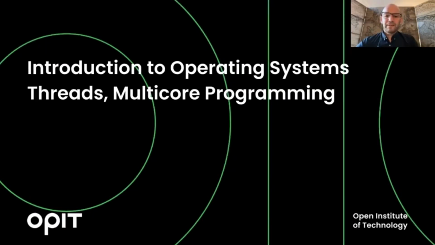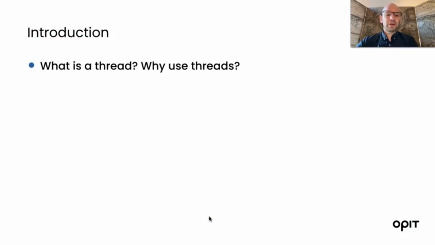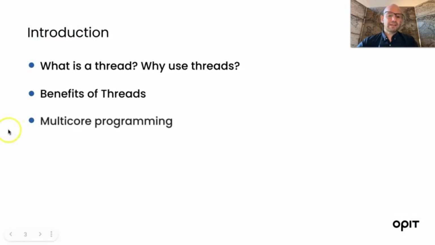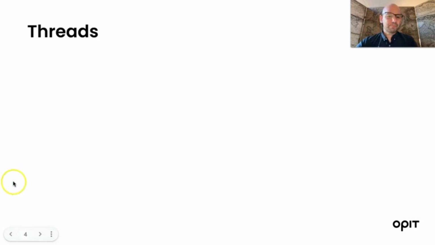Hi everyone. In this session, let's take a look at threads and also the concept of multi-core programming. So specifically, let's look at what a thread actually is and why we would use threads, and then the benefits of threads. Then we'll take a look at the concept of multi-core programming, and then some of the challenges that are involved with creating applications that take advantage of multi-core programming. And then lastly, we'll look at some types of parallelism.